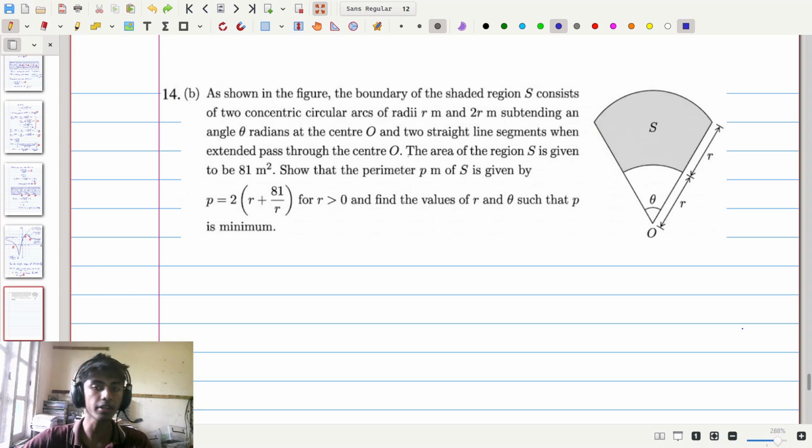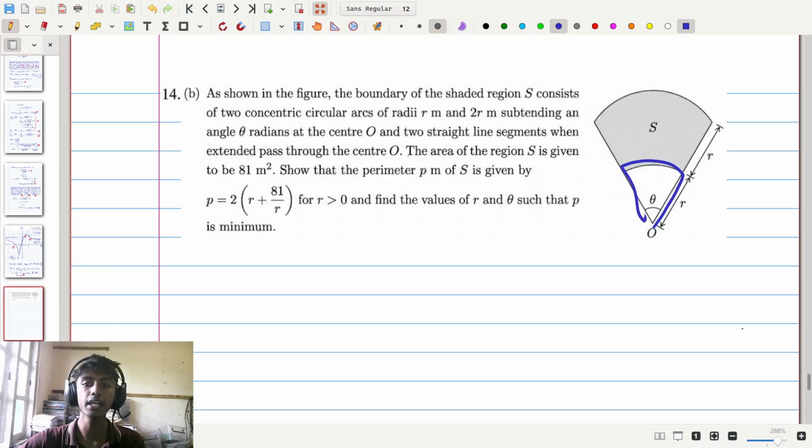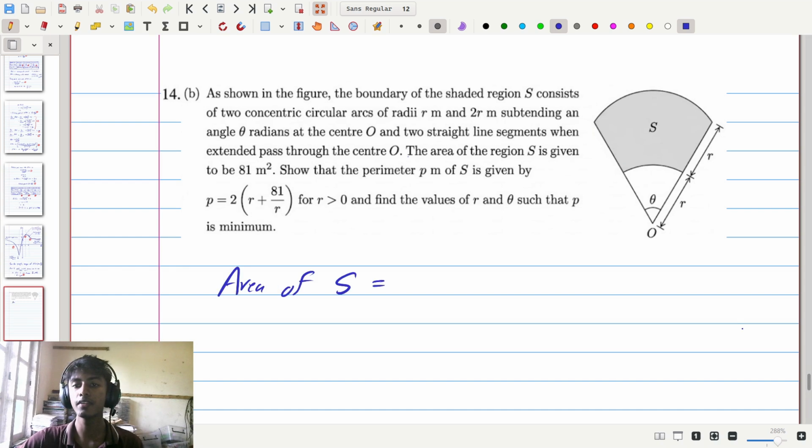Now to start off with this question, let's consider the shaded region S. Looking at the diagram, we can see this shaded region S is equal to the difference in areas of this large sector and this small sector. If we take the large sector's area and subtract from that the small sector's area, we should get the area S. So according to that, we can write the equation: area of S equals the area of the large sector minus the area of the small sector.